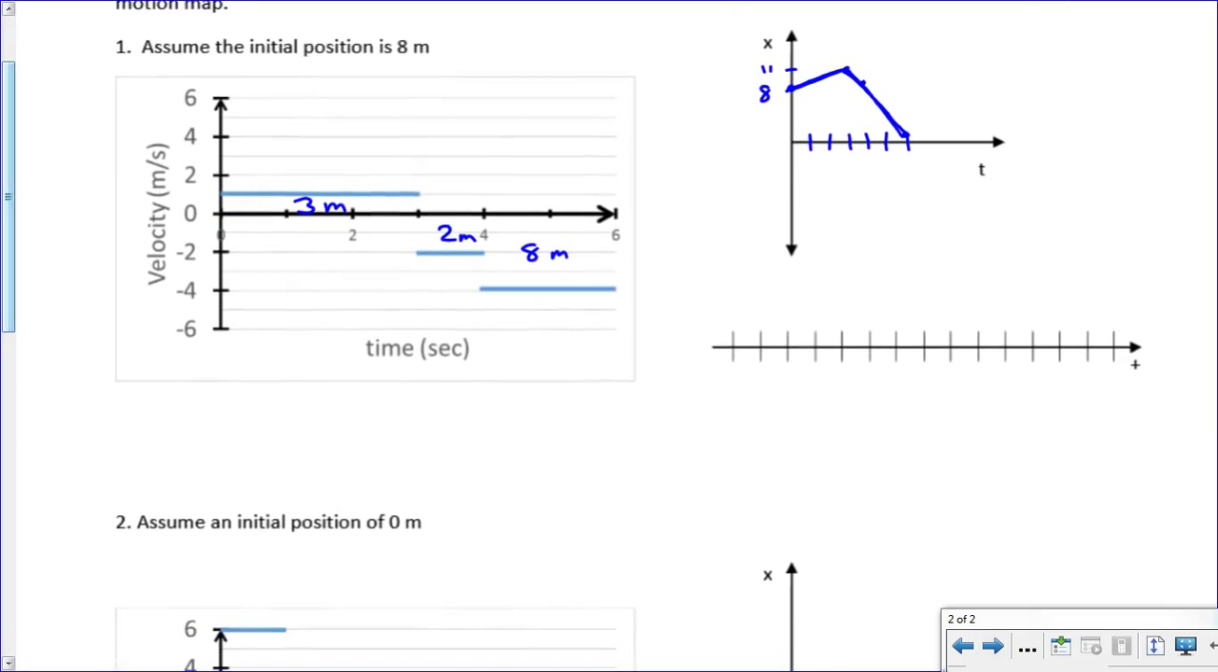The motion map, always a little bit easier to show what's going on with a motion map. So we'll start off here at 8 as well. I'm going to go ahead and put 0 here so that we can get some pretty high numbers. So this would be 5 here, 10. All right, so we know that this object starts at 8. And then it goes up 1 meter per second for the first 3 seconds until it gets to 11. So that's there.